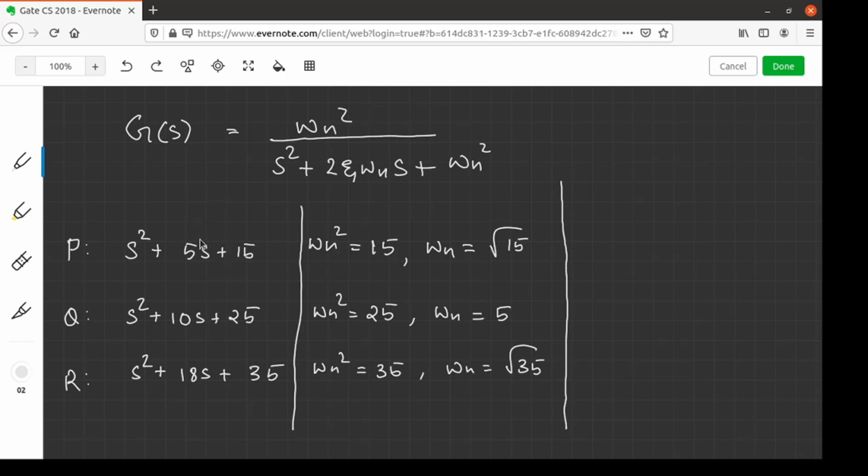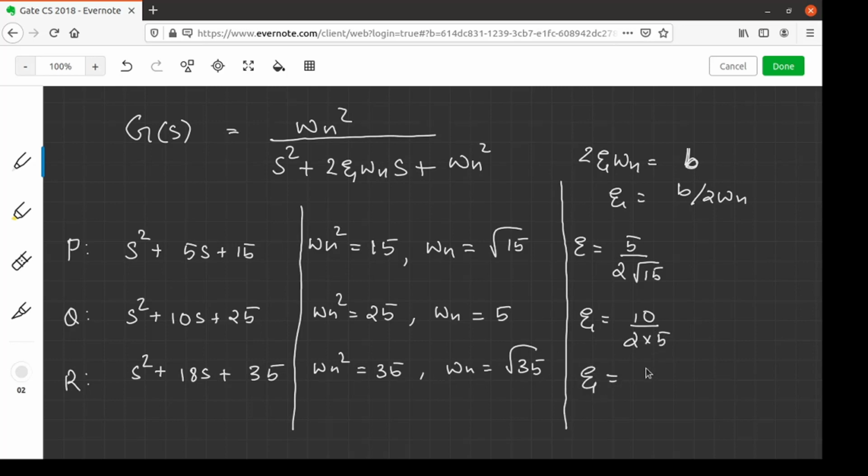By looking at the coefficient of the s term, you can write 2 zeta omega n equal to, we'll call it b, that is the coefficient of the s term. So zeta is b by 2 omega n. In this case, the coefficient is 5, so zeta will be equal to 5 by 2 omega n, which is 2 root 15. And in this case, it will be 10 by 2 into 5. And here it is zeta equals 18 by 2 root 35.